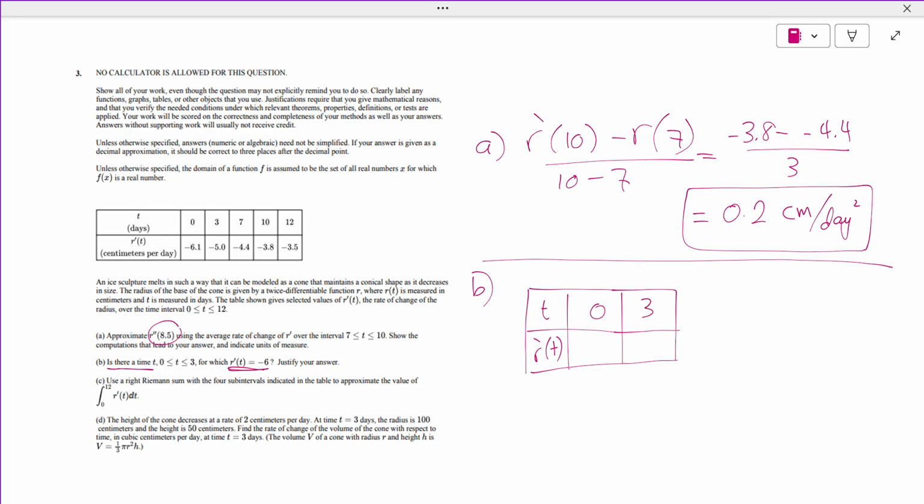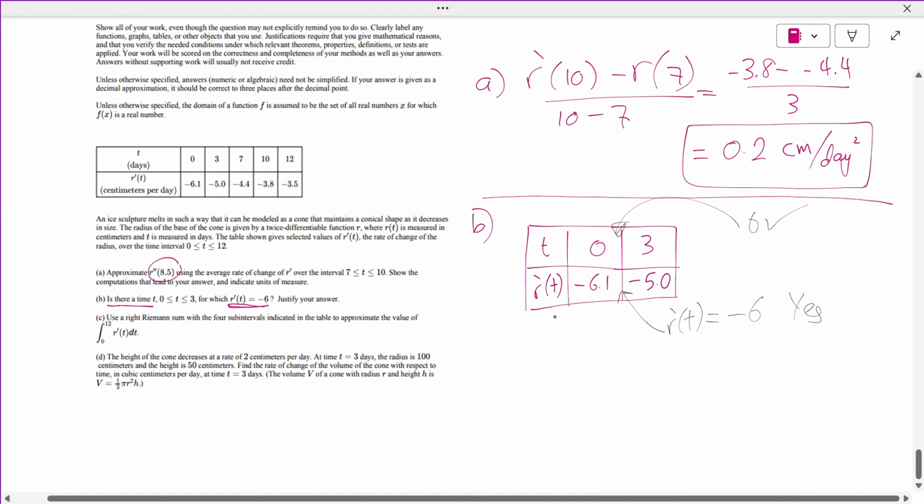Well, R prime of 0 in the table is minus 6.1, and R prime of 3 is minus 5, right? Now, this is a big question: can we insert R prime of negative 6 in this table? Does negative 6 lie between negative 6.1 and negative 5? Yes. So there should be a T value here. Okay, but we need to write what? A full comprehensive answer.